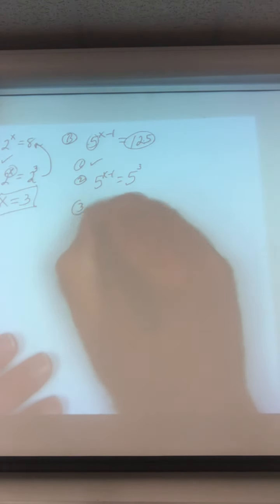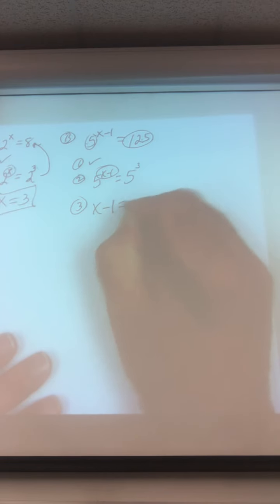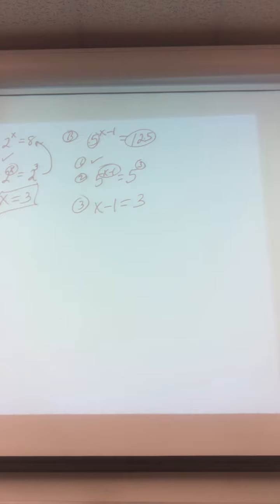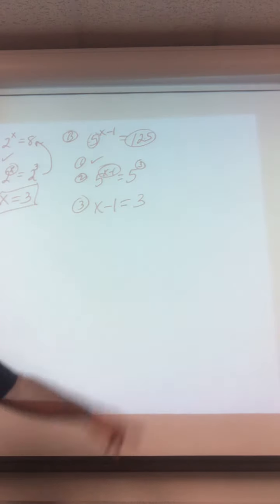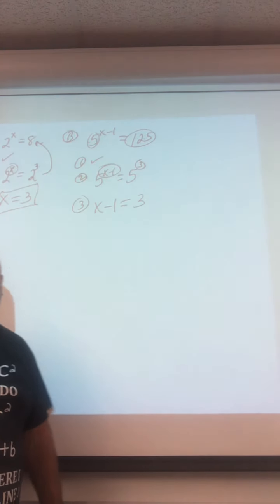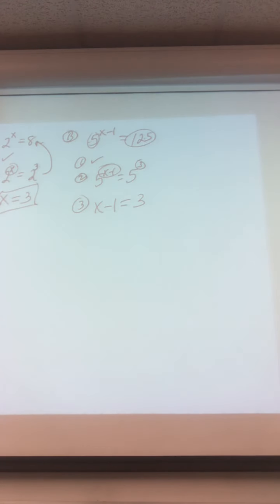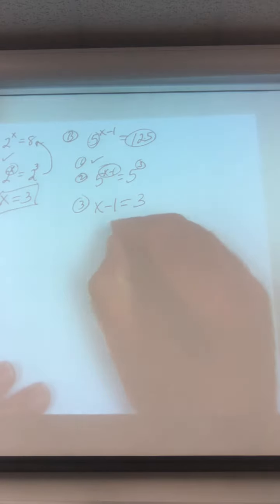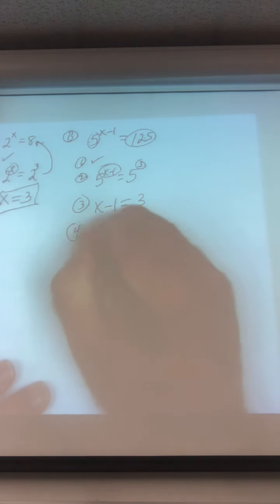Step 3. Now set this exponent equal to this exponent. But you can't do that till the bases are the same. Because if the bases are the same, the exponents have to be the same. Now, this is not solved. This is now a linear equation. X is on one side, numbers on the other. So add 1 to both sides to get x equal 4. And that's step 4.